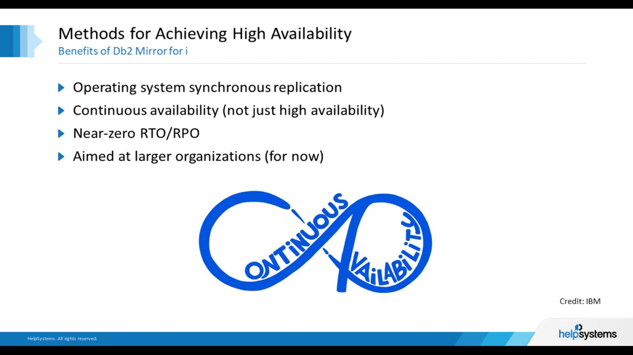Matt talked a couple of minutes ago about RTO, recovery time objective. With Db2 Mirror, if any one node is lost, the other takes over immediately and seamlessly, with zero impact to the users or your applications. So RTO for Db2 Mirror for I is zero, really.